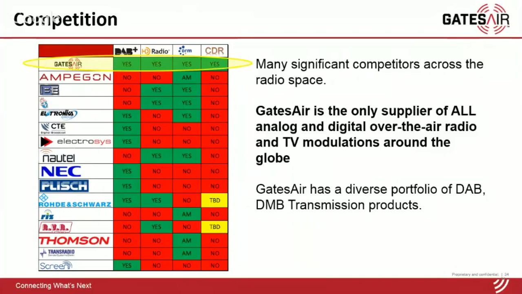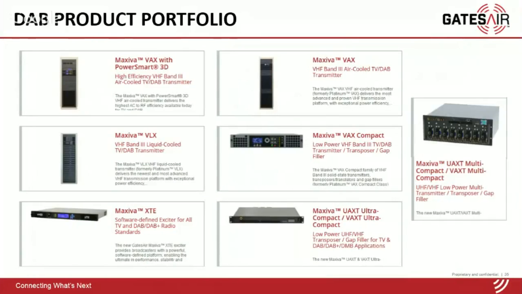We've got a lot of products in the DAB and DMB spaces, and again, we support all of those radio modulations. Our product offerings are mainly in the transmission space. We've got the Maxiva line of products. We've got the VAX 3D. We've got VLX, a liquid-cooled offering. All of these are band 3 and L band. There's the VAX Compact, which is low power, and the Ultra Compact, which is one of our newer offerings, along with the Ultra Compact Multi Compact, which allows for L band and band 3 as well. So that's our transmission products in the space.